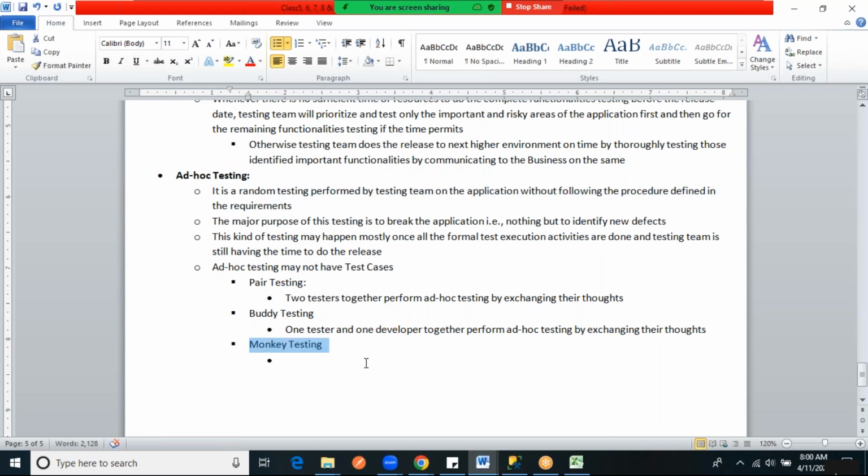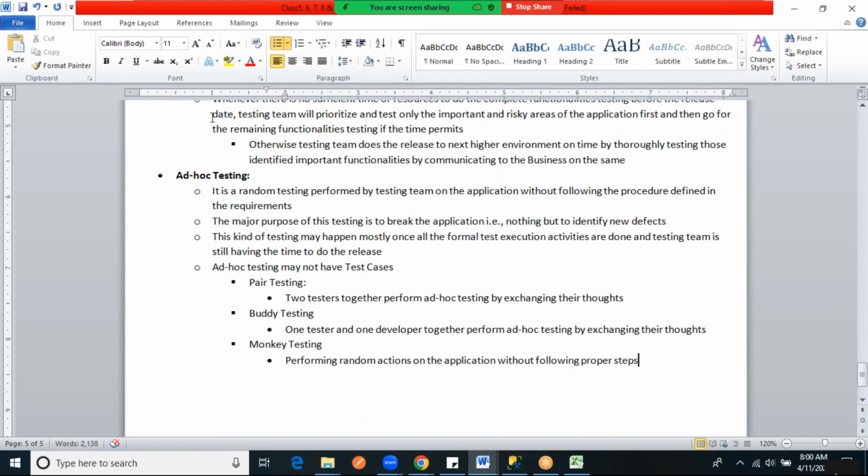So monkey testing is the same as what I mentioned here. Whenever they ask about monkey testing separately, it is a kind of ad hoc testing where the tester randomly performs some actions on the application without following the proper steps. Performing random actions on the application without following proper steps.